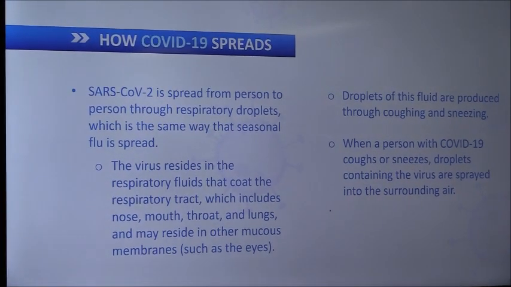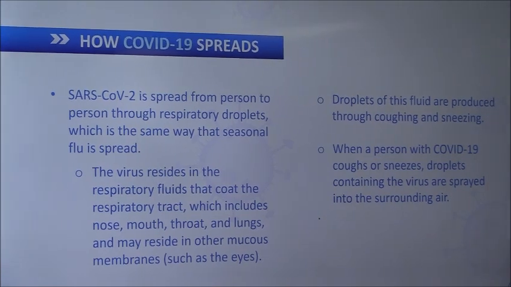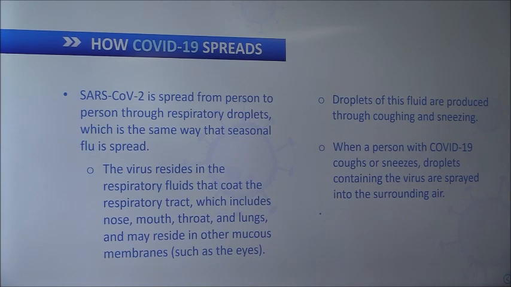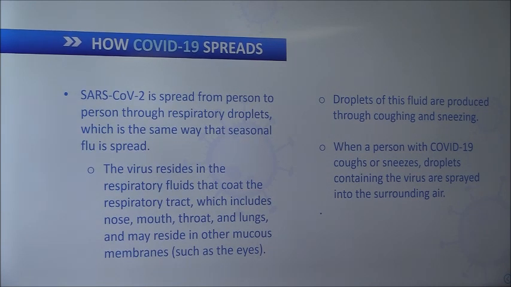How it spreads. SARS-CoV-2 is spread from person to person through respiratory droplets, which is the same way that seasonal flu is spread. The virus resides in the respiratory fluids that coat the respiratory tract, which includes the nose, mouth, throat, and lungs, and may reside in other mucous membranes, such as the eyes. Droplets of this fluid are produced through coughing and sneezing. When a person with COVID-19 coughs or sneezes, droplets containing the virus are sprayed throughout the surrounding air.